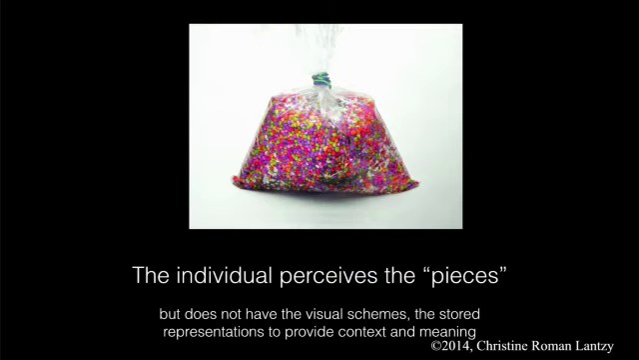The individual with CVI perceives the pieces. So in this slide, you see a bag of all kinds of little circular dots. They could be candies, they could be confetti. They're all just multicolored dots. They could become something, but at this moment, they're just all gathered together and they don't form a stable image. So the individual perceives these pieces, but does not have the visual schemas, the stored representations, to provide context and meaning, so they don't know what they're looking at. They haven't developed images of the world that can be retrieved when something novel is seen and then compared to what is known. It's all just a lot of pieces.